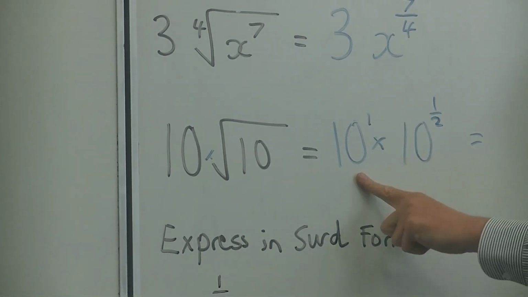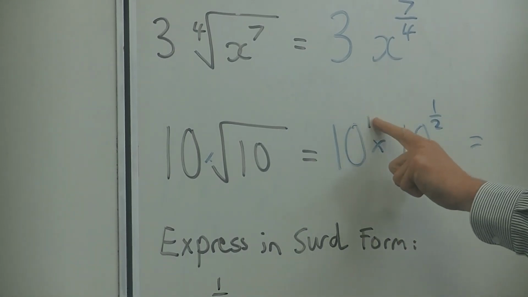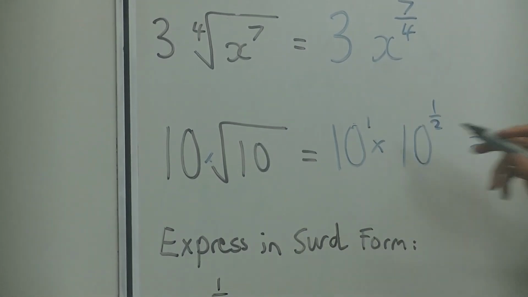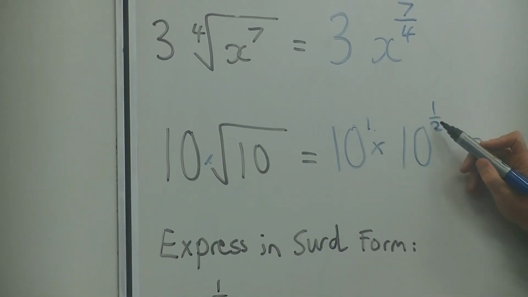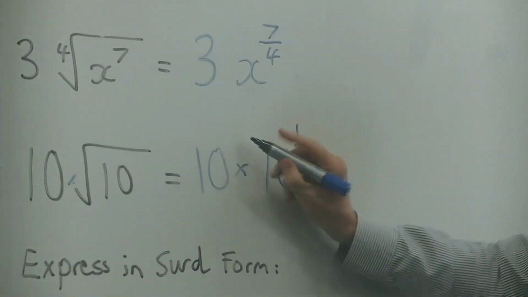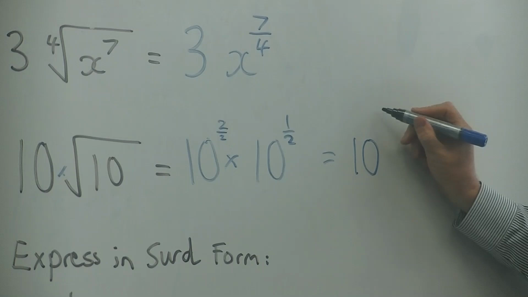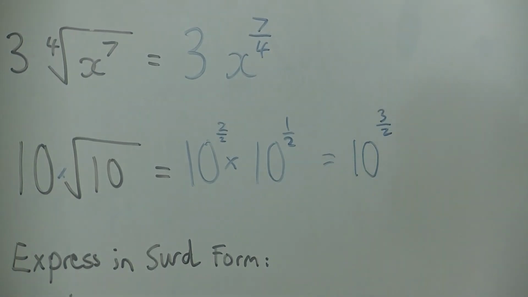So now, if you remember that first rule again, when you've got the same base and you're multiplying, you add the powers together. So if you know how to add 1 and a half, it's 1 and a half, or if you add them as fractions, this is the same as 2 over 2. So if you add the fractions together, it's 3 over 2. So we get 10 to the power of 3 over 2.